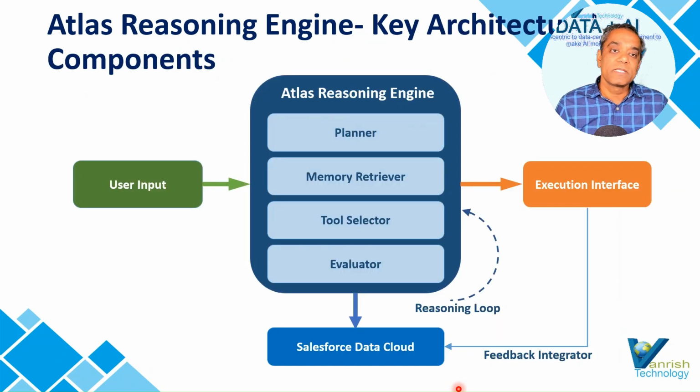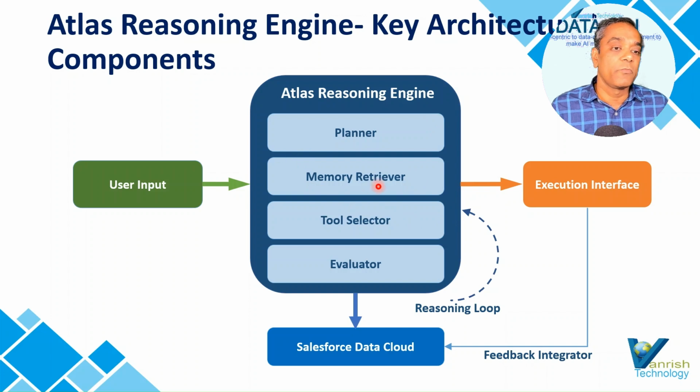Now, what is the key architecture of the Atlas Reasoning Engine? As soon as the user input comes in, it goes to the Atlas Reasoning Engine. From there, there are a couple of components within the engine. First is the planner. What is a planner? It breaks down user intent into a sequence of executable steps. Second is the memory retriever. What is a memory retriever? It pulls relevant context from Salesforce Data Cloud or the CRM system, which is the context you are talking about.